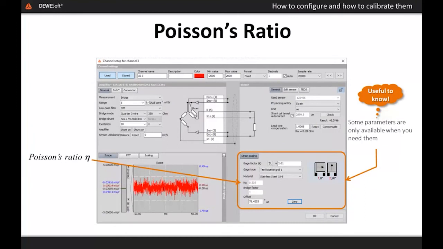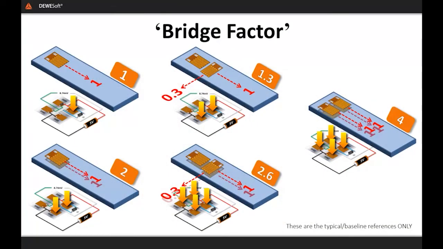Notice on this screen the bridge factor is also available. The bridge factor is something that can cause some confusion as it relates to both numbers of measuring elements and the orientation of them. Some baseline typical numbers are simple to remember. A single gauge is always 1, unless, of course, you've got the gauge at some odd angle, at which time you probably should be looking at replacing that gauge anyway.